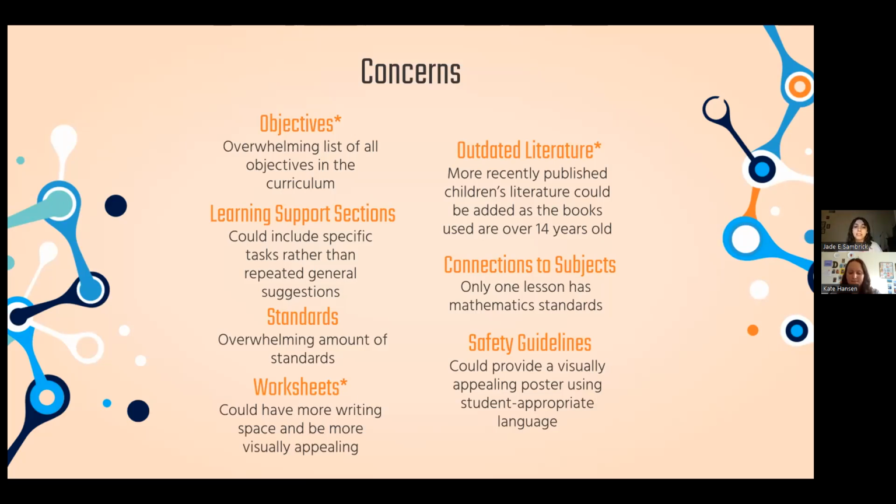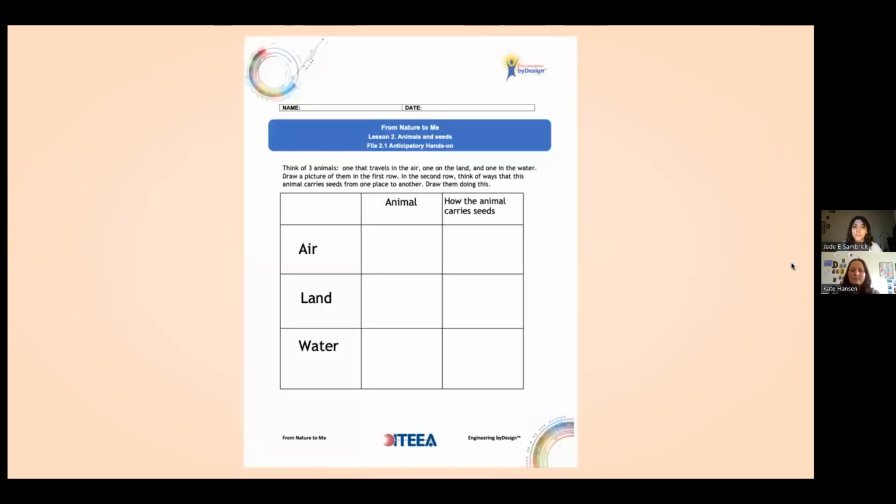Next, we thought that the design of the worksheets could be improved. They could have more writing space and be more visually appealing. So I have some examples of some of the worksheets. For this one, students are supposed to be drawing in the boxes. So this could definitely have a lot more space and be bigger. There's a lot of space at the top of the worksheet that could be utilized. And that would make it much more developmentally appropriate for second graders to have that bigger amount of space to work in.